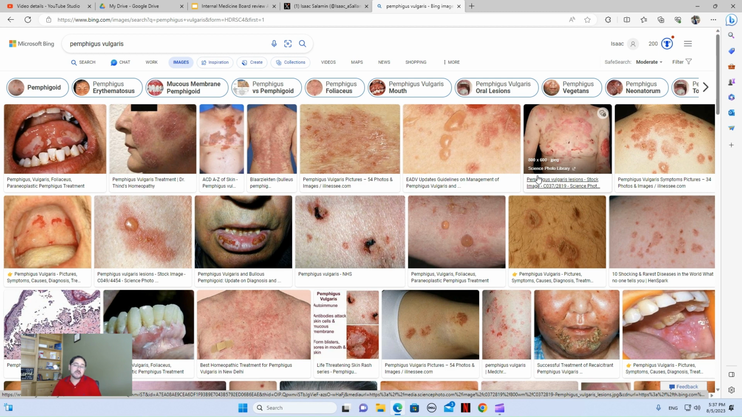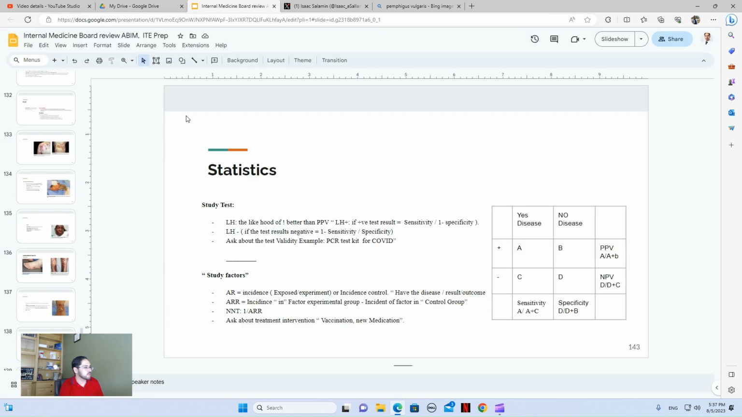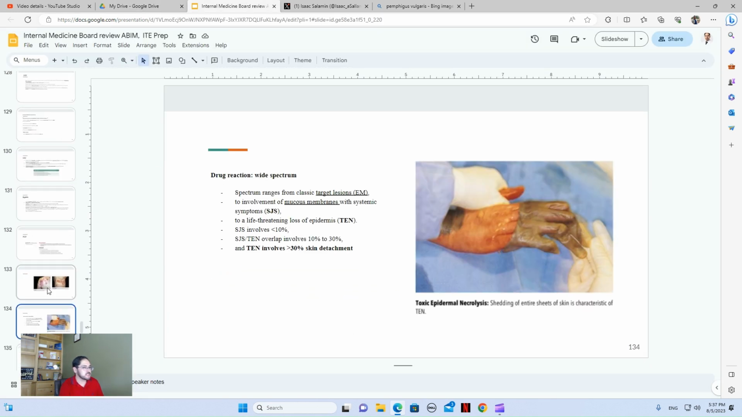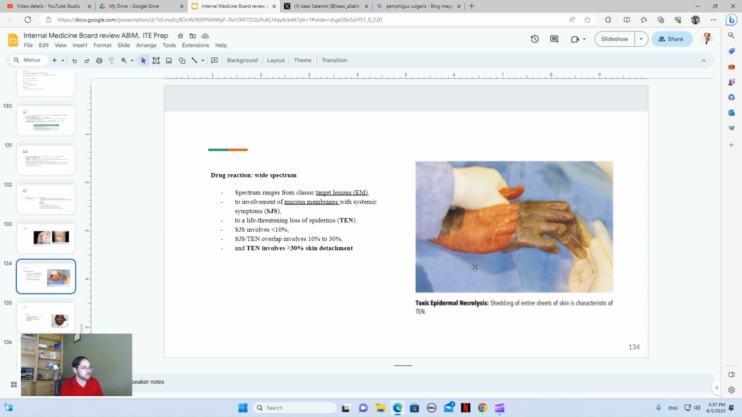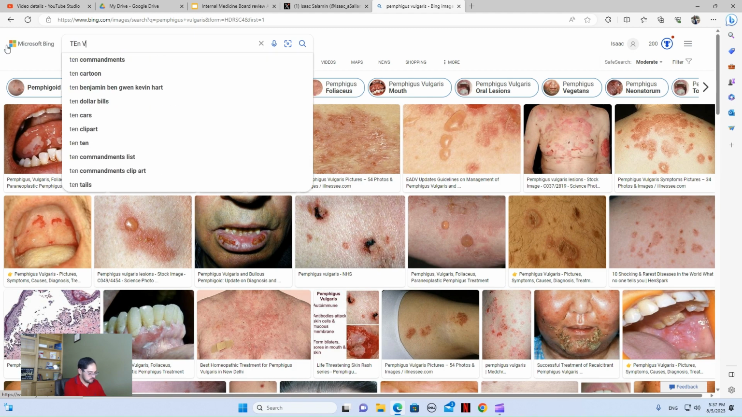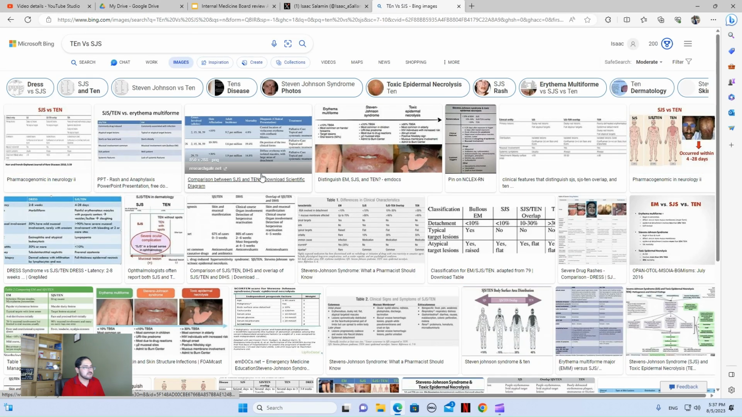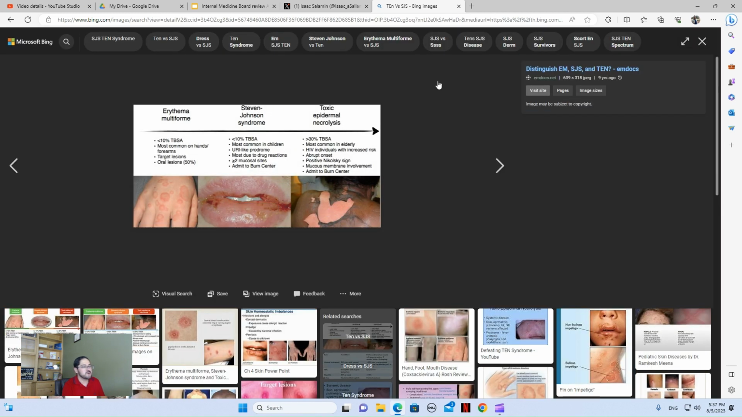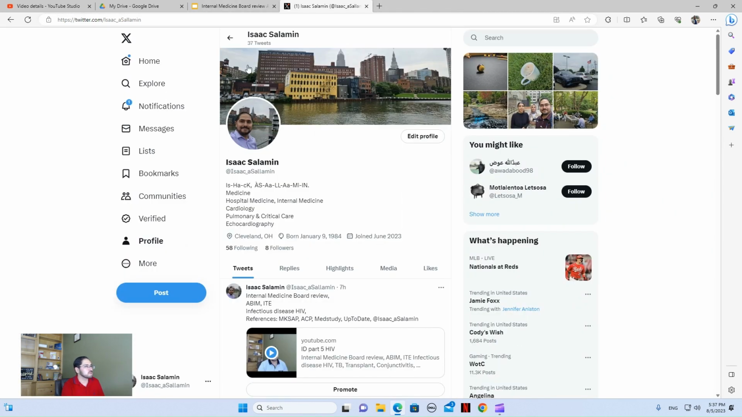The other one you need to know is drug reactions: Stevens-Johnson syndrome, toxic epidermal necrolysis, pyoderma gangrenosum, and erythema nodosum. This is TEN with the gloving or the toxic epidermolysis. Also, again, you can find TEN versus Stevens-Johnson syndrome. You can find tons of those differential diagnoses. If you understand the photo, that's all you need.